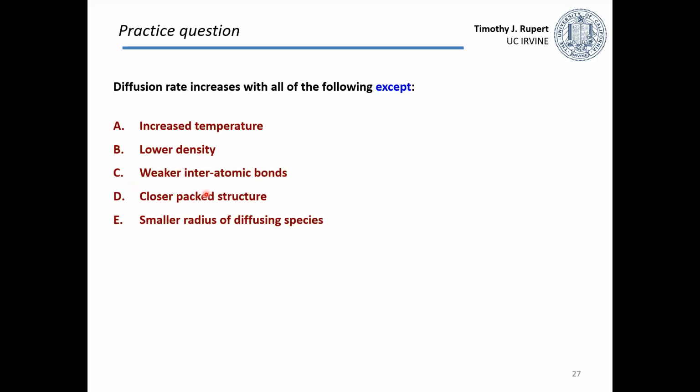Closer packed structure. So in a sense, this one is the opposite of low density. It's saying my atoms are packed in a way that there's not much open space. Okay, so that's a candidate. And then finally, smaller radius of diffusing species. Well, if diffusion is happening when that atom is moving around, it's going to be easier if it's really tiny and it can find a path. Okay, so our answer is going to be D. That close packed structure does not give us a faster diffusion rate. In fact, it reduces it.